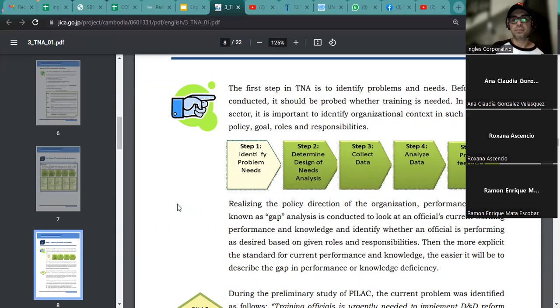Do I need to read all these steps? I'm sorry? You are on mute? Yes, just the paragraphs. Okay.